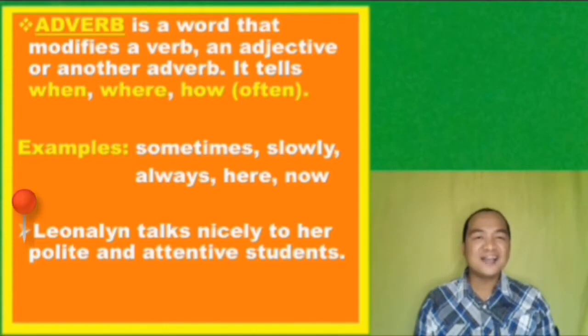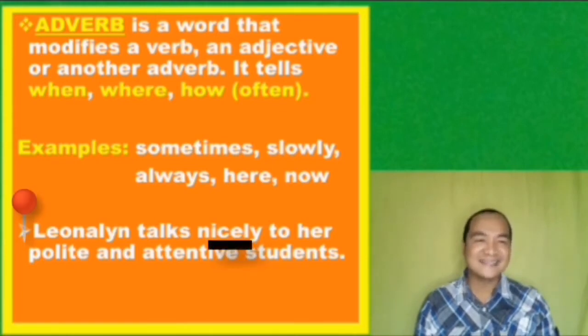We have one adverb in this sentence. Can you see it? Yes, the adverb in this sentence is the word nicely. The adverb nicely modifies or describes the verb talks. How does Leonaline talk? Leonaline talks nicely. In what manner does Leonaline talk? Leonaline talks nicely. It modifies or describes the verb talks.